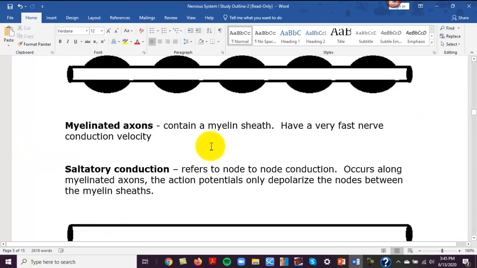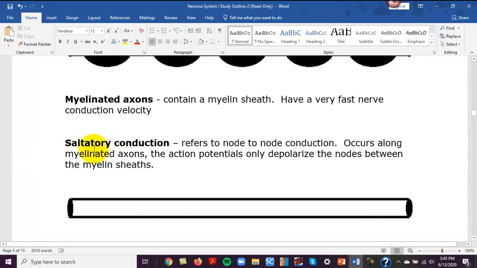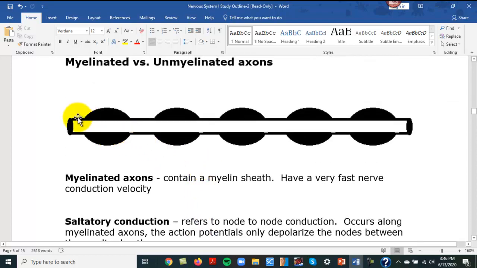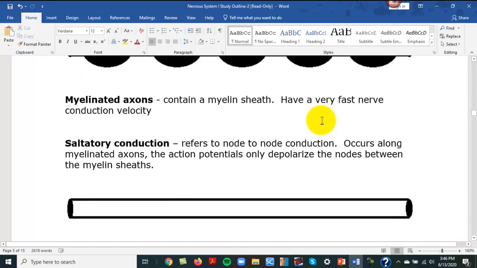So myelinated axons contain a myelin sheath. They have a very fast nerve conduction velocity. Think about how quickly it is when you touch something hot and how fast your hand goes away. The term saltatory conduction only occurs with myelinated axons, and it's describing what I was talking about. Saltatory conduction is when the signal only touches what are called the nodes of Ranvier, node-to-node conduction. Only those areas are depolarized.